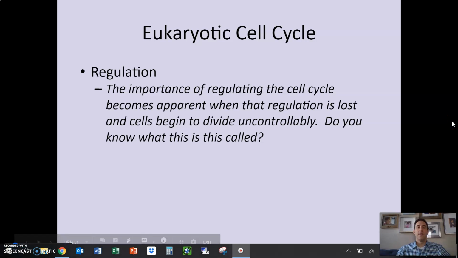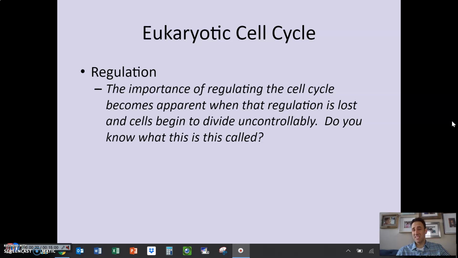Hello again, students. So now that we understand the mechanics of how cells actually divide, we're going to take a look at how that division is regulated. The importance of this, I think, is highlighted by what happens when cell cycle regulation is not happening. If we don't regulate when cells divide, they begin to divide uncontrollably. And that results in a condition that I'm pretty confident every one of you has heard of.